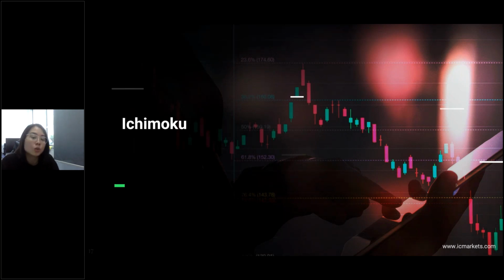So today we're going to learn about Ichimoku. Ichimoku is a different form of support and resistance. Support and resistance comes in many different forms. The first one that we covered last week was horizontal support and resistance. You remember it's just one straight line. This is horizontal, this is vertical. So horizontal support and resistance is the first thing we learned.